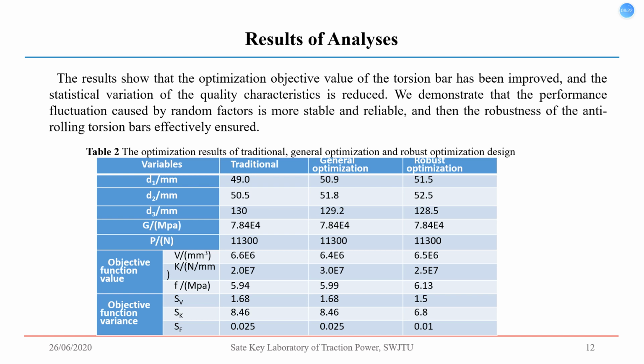The results also show that the optimization objective volume of the torsion bar has been improved, and the statistical variations of the quality characteristics are reduced. We demonstrate that the solution obtained under random factors is more stable and reliable, and the robustness of the anti-rolling torsion bar is eventually achieved.